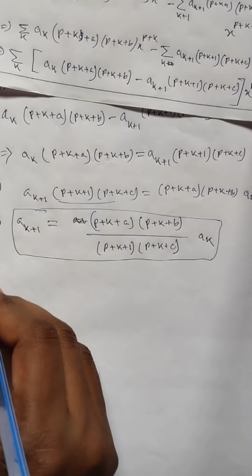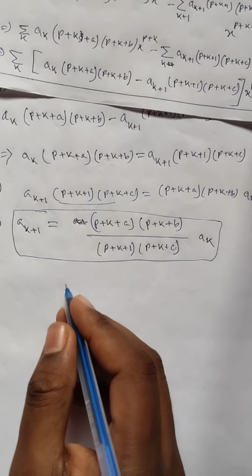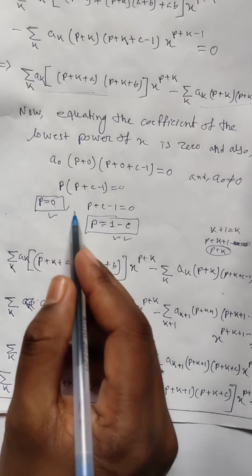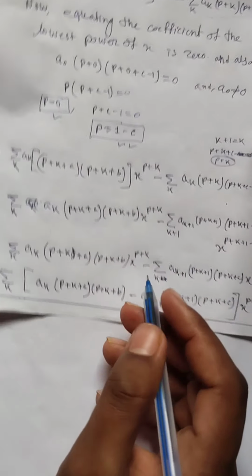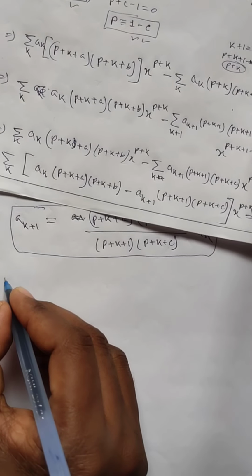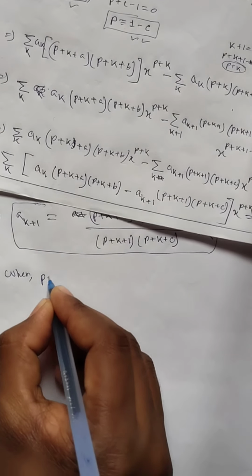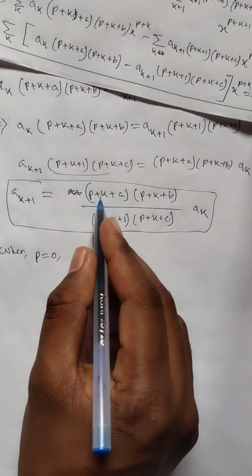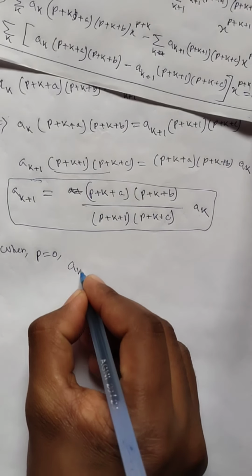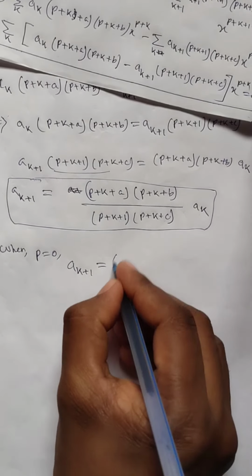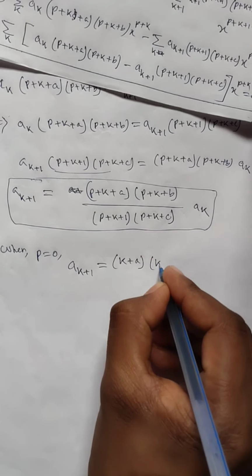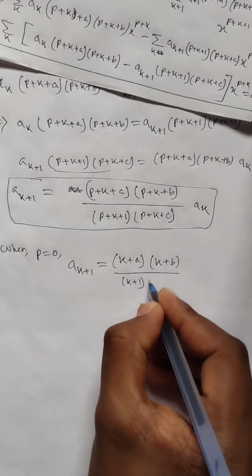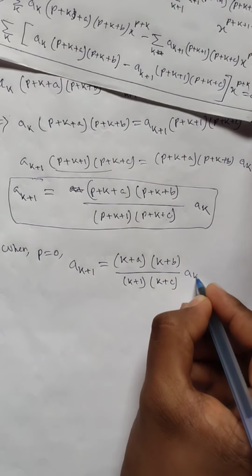Now previously we got two values of p, one is p equal to 0 and another one 1 minus c. Now here we put p equal to 0. When p equal to 0, therefore put p equal to 0 in this equation, so we get a_(k+1) is equal to, p being 0, (k+a)(k+b) divided by (k+1)(k+c) a_k.